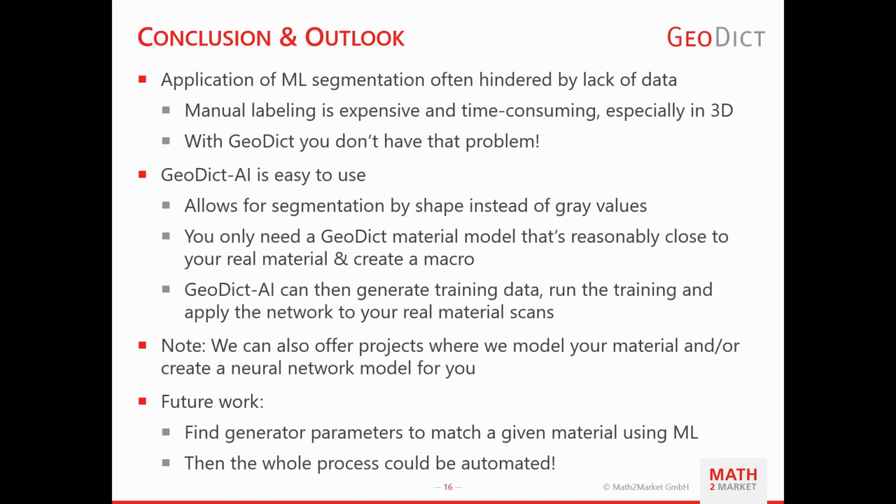Considering future work regarding machine learning at Math4Market, one thing we want to explore is finding generator parameters automatically to match a given material. For example, in this case, to find the grain geo parameters and find the process geo add binder parameters, which most closely resemble the real material. If we get to this point, then basically this whole process could be automated.